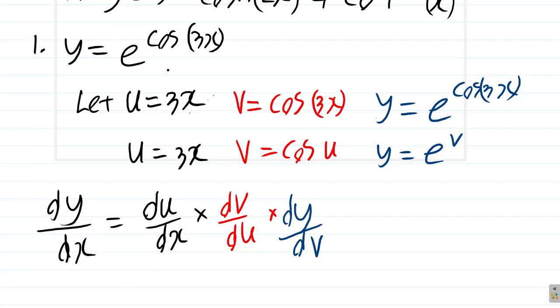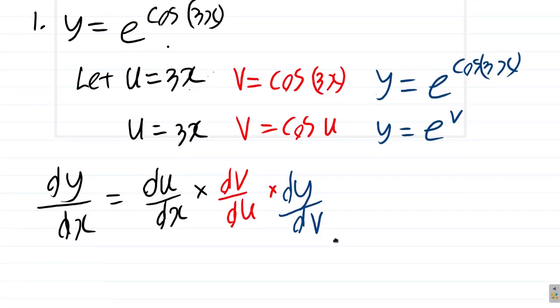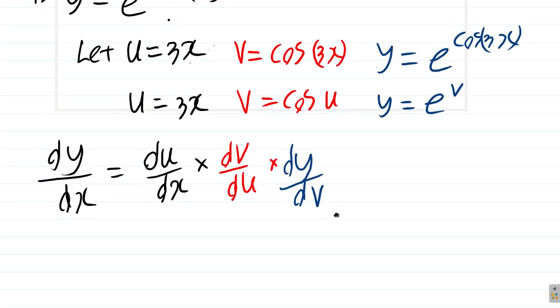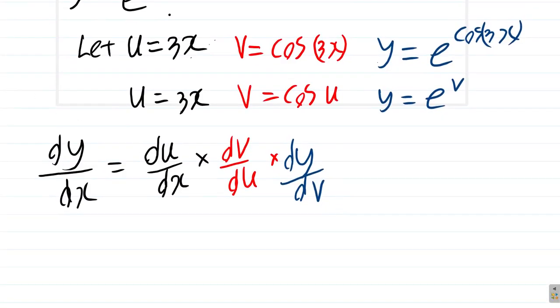So here you can see that this would cancel out. du cancels du, dv cancels dv. So we have dy at top and dx at the bottom. Alright, so it would work out if you do that. It's a chain rule. So let's see how this would go.